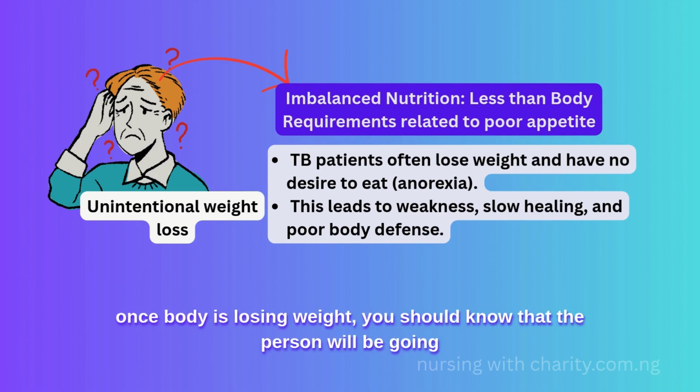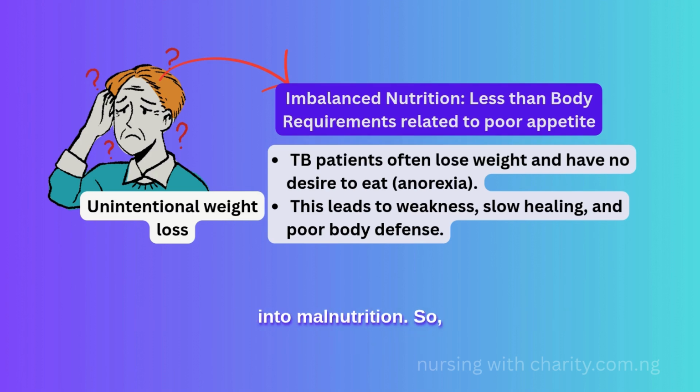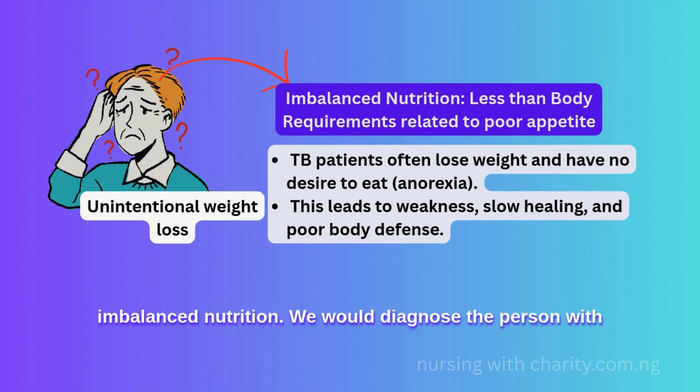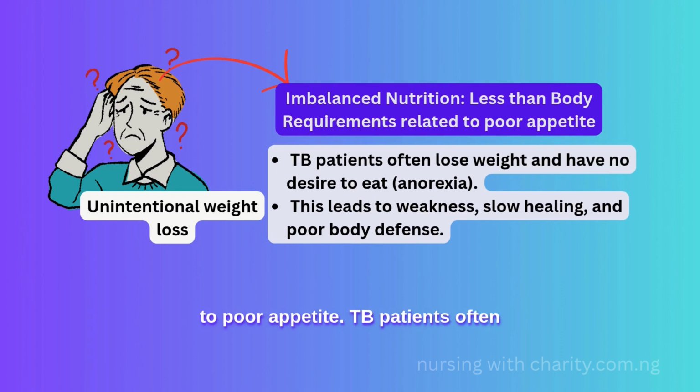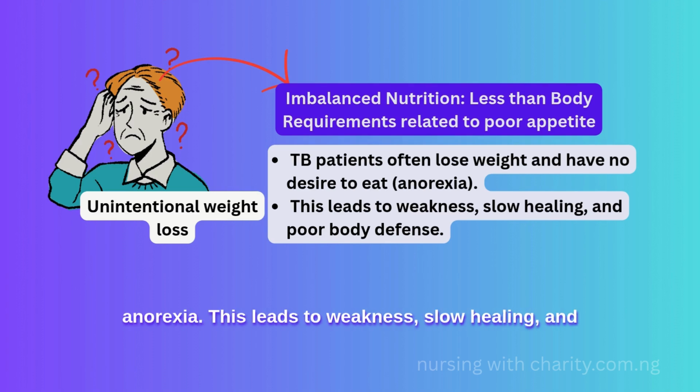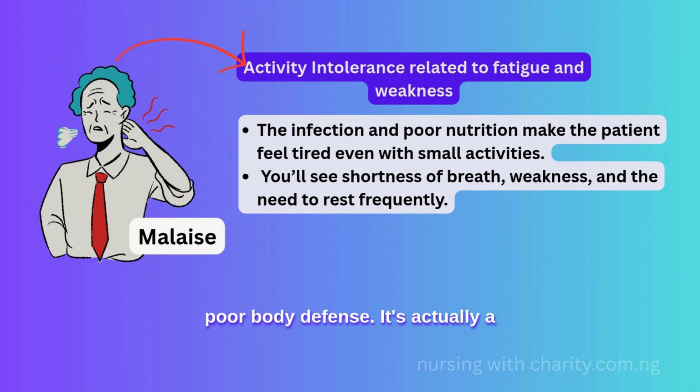Another of the signs and symptoms that we had talked about was unintentional weight loss. And when somebody is losing weight, you should know that the person will be going into malnutrition. So we will diagnose the person with imbalanced nutrition, less than body requirement, related to poor appetite. TB patients often lose weight and have no desire to eat, which is anorexia. This leads to weakness, slow healing, and poor body defense.